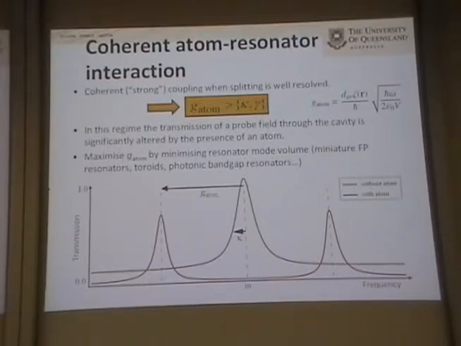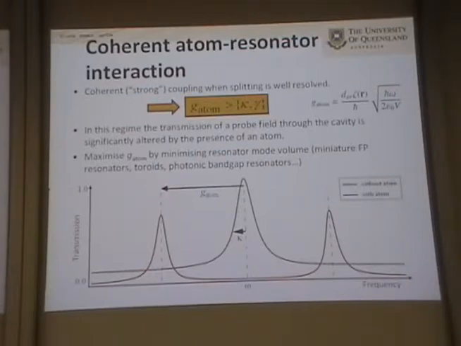So another definition for strong coupling is that it's the regime in which the presence of a single atom significantly changes the output of the cavity when you put a photon in to probe the cavity. So it changes the likelihood that the photon is going to go through the cavity or not. And again, in order to maximize this coupling rate, we really want to be in the strong coupling regime.